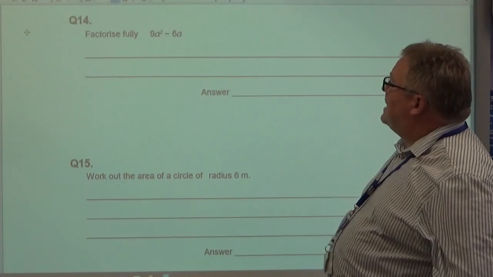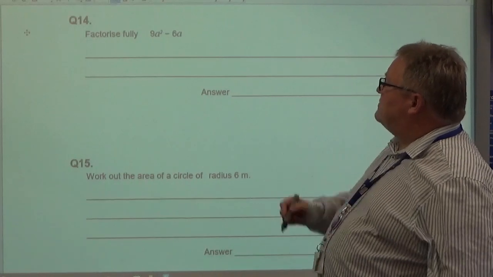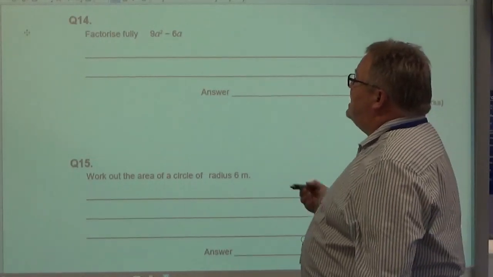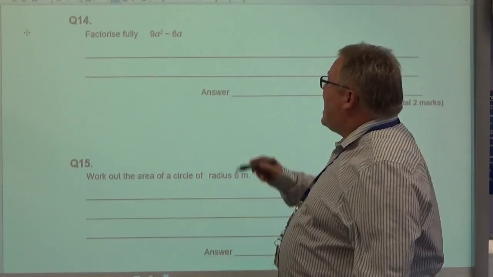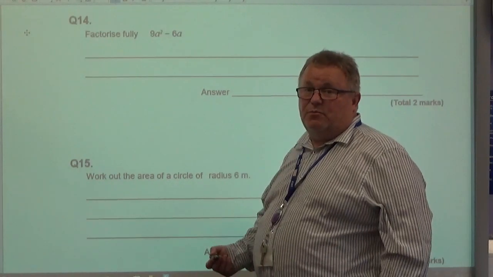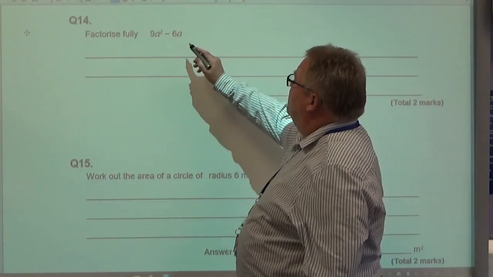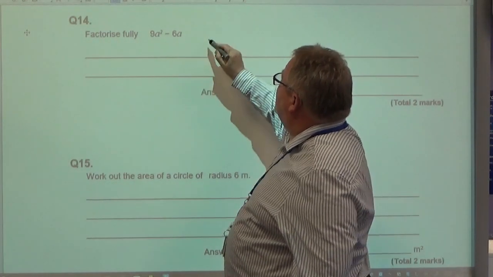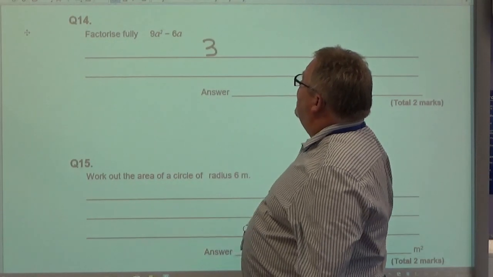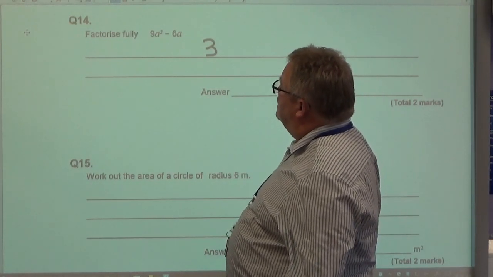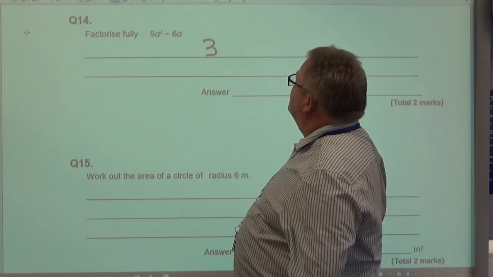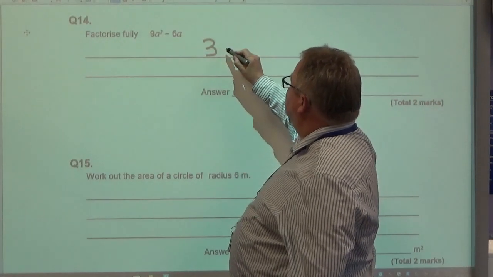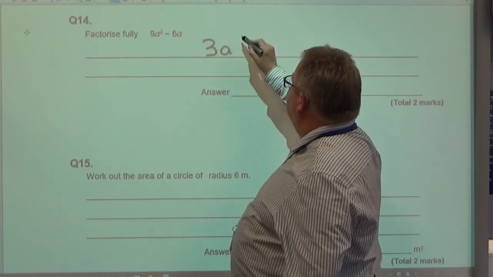So let's have a look, starting to get a little bit harder as we get more into the paper. So factorize fully, and if it says factorize fully, always be a bit wary because it's 2 marks, so make sure that you take everything out. So factorize just means put the brackets back in, doesn't it? So what can we see that's common to both of those? Well, I can see that both of those are multiples of 3. The 9 is a multiple of 3 and the minus 6 is a multiple of 3. But also we've got a common factor of a in both of those 2 terms. So we'll take 3a outside the bracket.